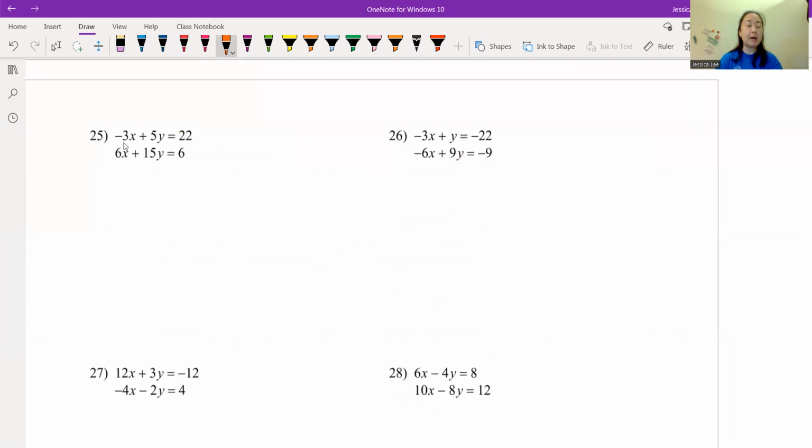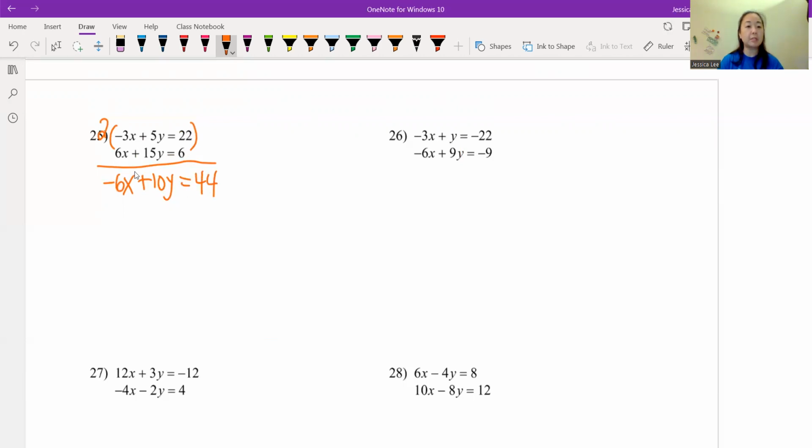So I want to eliminate the x's. And the way I'm going to do that, I notice the top, I'm going to just multiply that by 2. And the reason why I'm going to multiply that by 2 is because 2 times 3 is 6, right? And this is already negative, so I want to keep that negative there. So 2 times -3x is going to be -6x. Don't forget to multiply all of it. So 2 times 5 is going to be plus 10y. And then 2 times 22 is going to be 44.